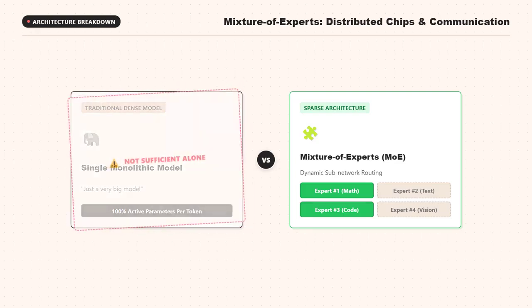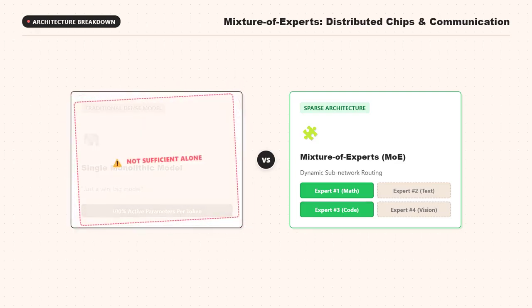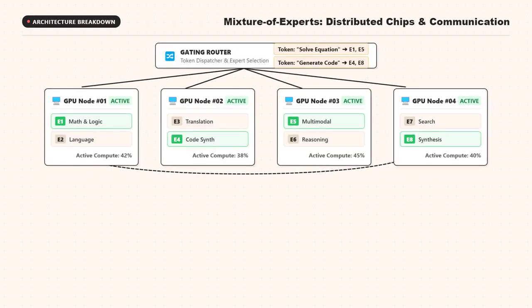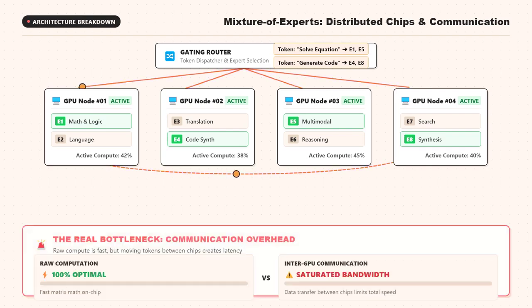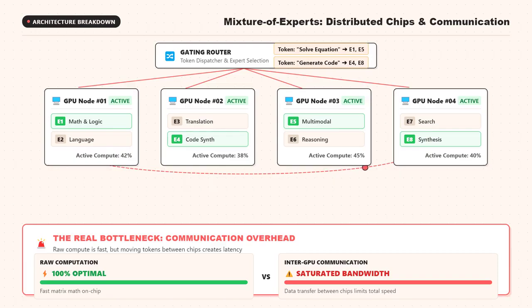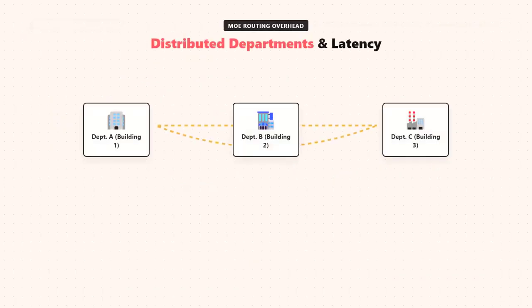Now here's the part that makes the architecture more interesting than just saying, it's a very big model. In a mixture of experts model, those experts may be spread across many GPUs. A token gets routed to the experts it needs, and data has to move between chips. At that point, raw computation isn't the only problem. Communication becomes a problem too.